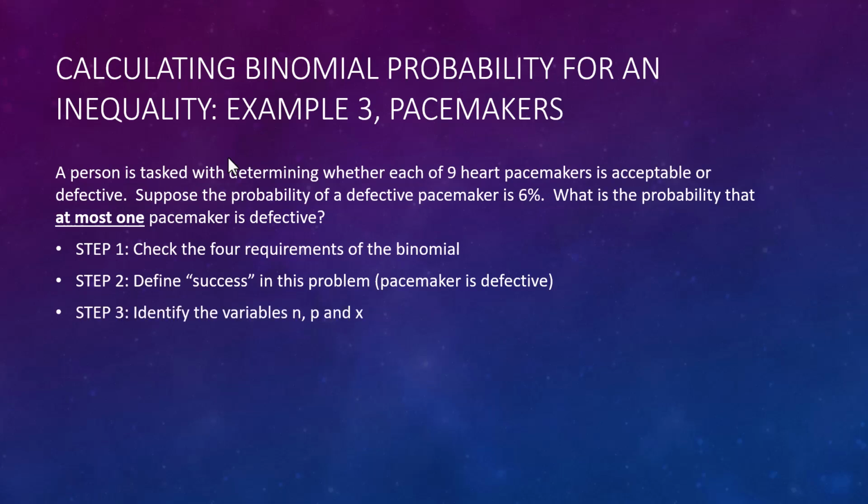So then step 3, we have to identify our variables. So the number of trials is 9, so n equals 9. The probability of success is 6%, so p is equal to 0.06. So the next part is possibly the challenging one, right? So it says, what is the probability that at most one pacemaker is defective?